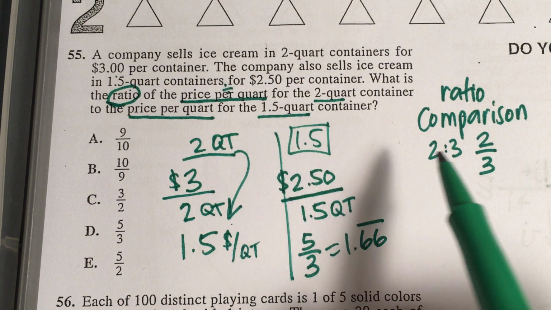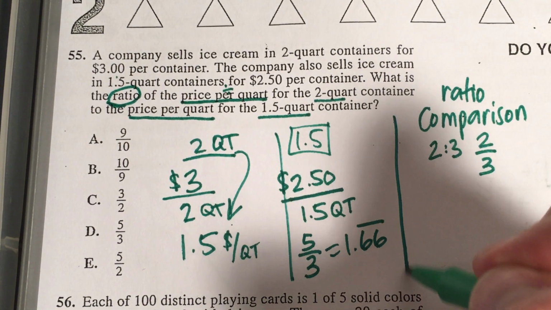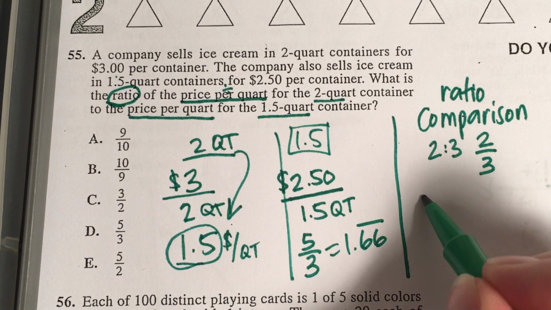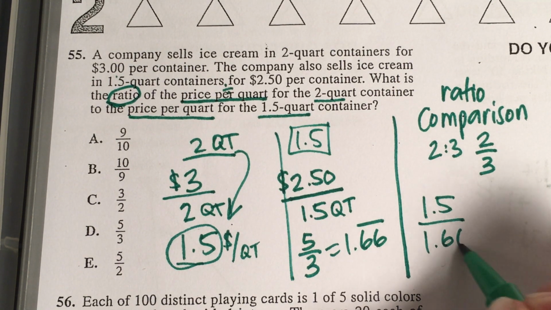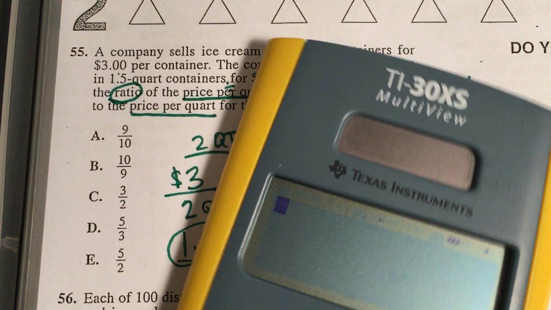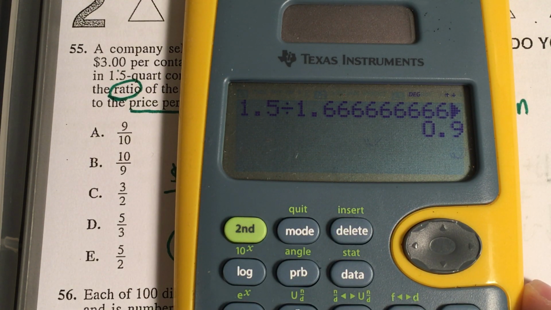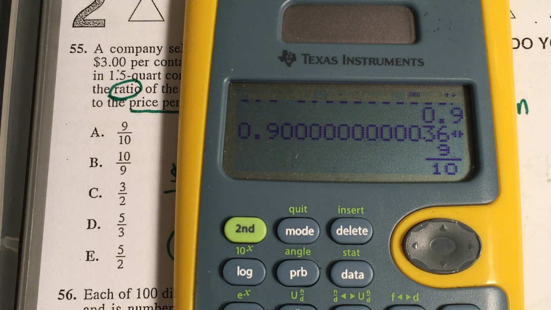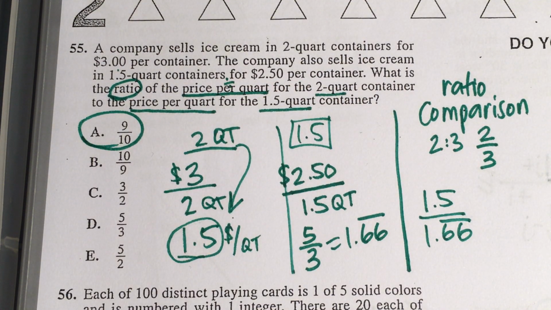Right? And in this case, they're asking for the ratio of the 2-quart first and then the 1.5 quart. So they might be looking for this, but it looks like all my answers are in fraction form, so I'm going to put it in fraction. The 2-quart was 1.5, so I'm putting 1.5 over the 1.5 quart, which was 1.666 forever. In my calculator, I do 1.5 divided by 1.6666666 forever, and I get 9/10, or 0.9. Math, enter, enter. I get 9/10.